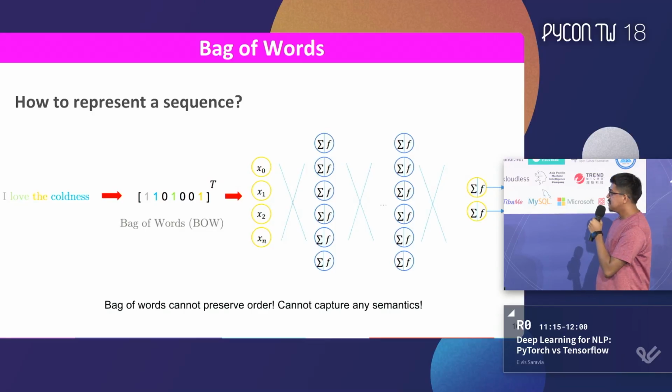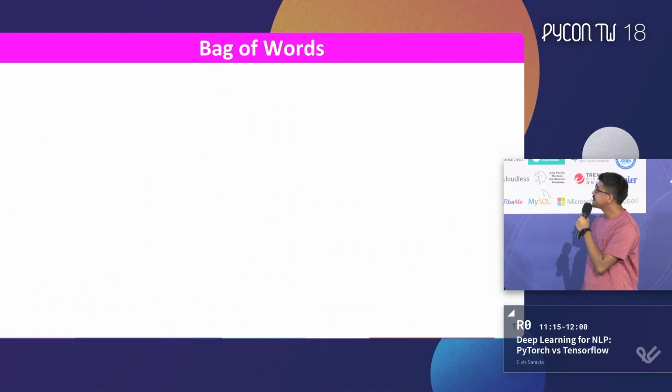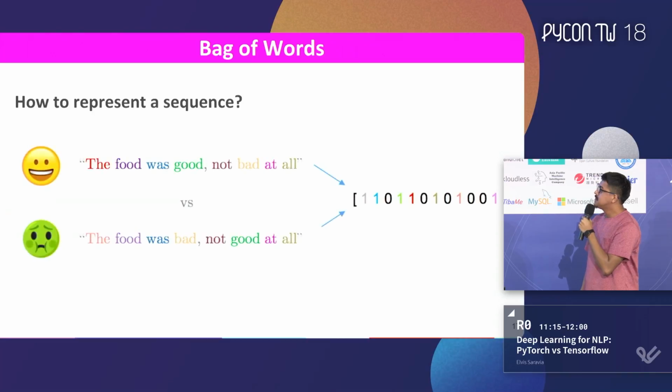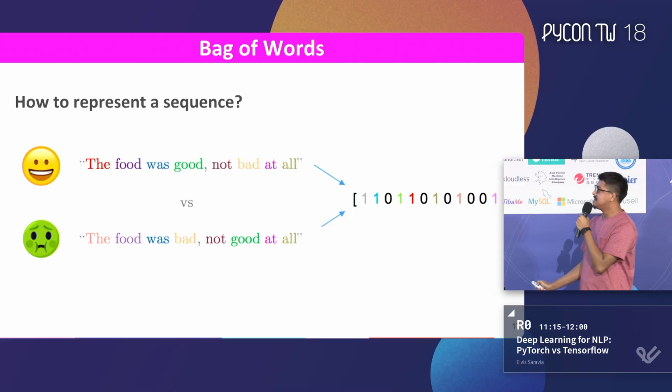But the problem is actually, bag of words cannot really preserve order, right? And it cannot capture any semantics. Why? Let's look deeper at the example. So let's say we have these two examples here. The food was good, not bad at all. The food was bad, not good at all, right? But don't be confused. The difference here is that good and bad, they're not in the same place. And because of this shift, the meaning of the sentence changes completely.